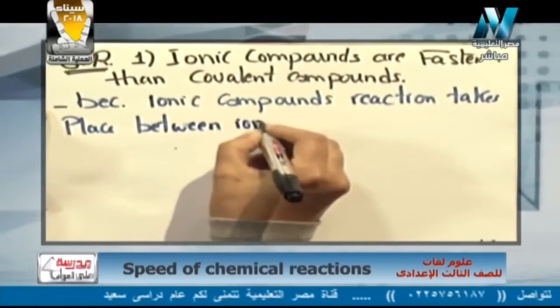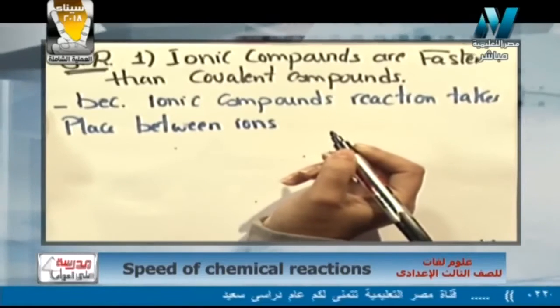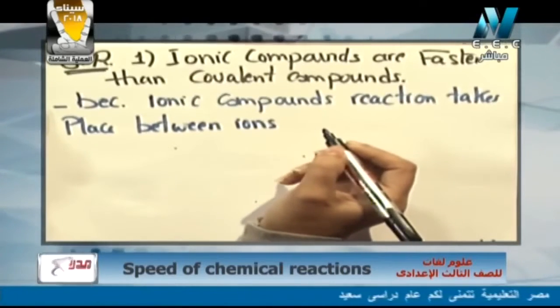ions. The compound is already separated into positive and negative ions. There is losing and gaining of electrons, so electrons have already moved from the atom forming ions, so they are ready to react fast as they are already ions. While covalent is by sharing electrons, so the reaction takes place between the molecules themselves.